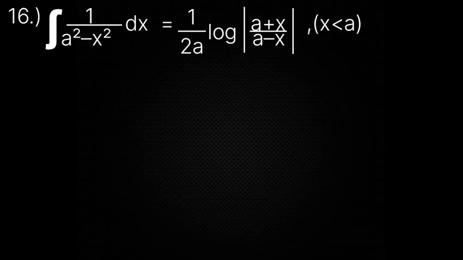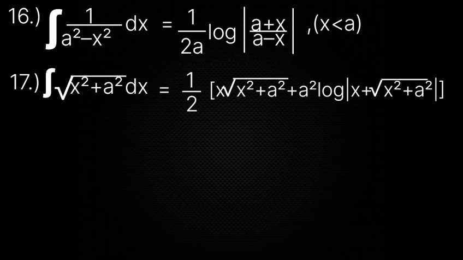Next, let's look at integrals involving square roots. The integral of the square root of x squared plus a squared with respect to x is equal to 1/2 times the quantity x times the square root of x squared plus a squared plus a squared times the natural log of the absolute value of x plus the square root of x squared plus a squared.